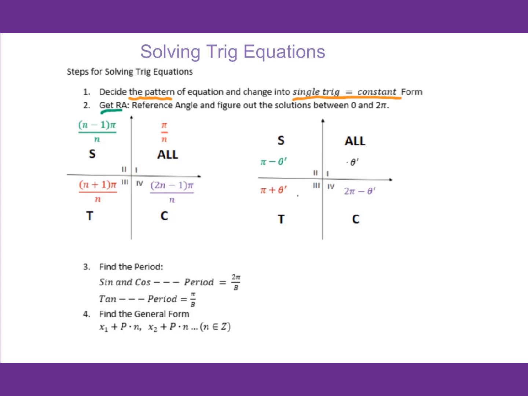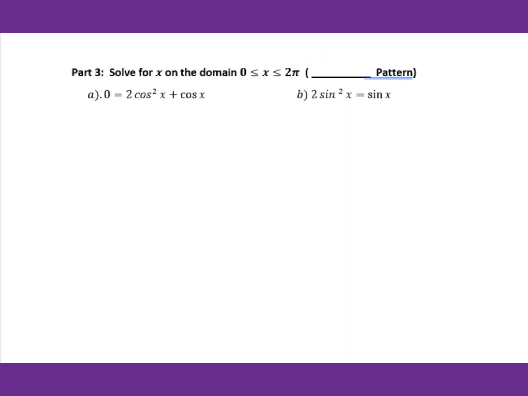After that, get the reference angle and use this diagram to get the solutions between 0 and 2 pi. Find the period. For sine and cosine, the period will be 2 pi over b; for tangent, it will be pi over b. Then find the general form according to this formula.